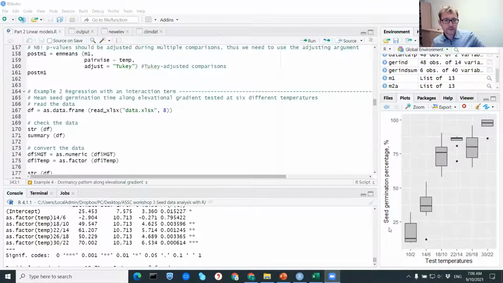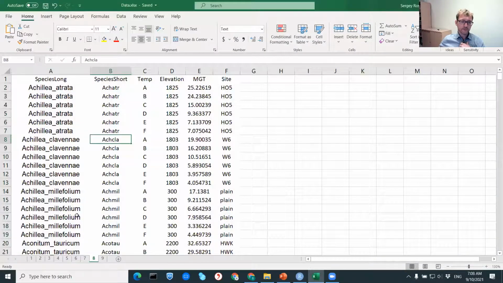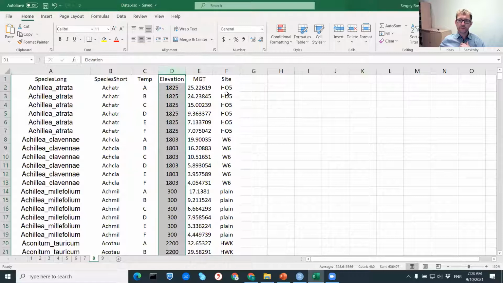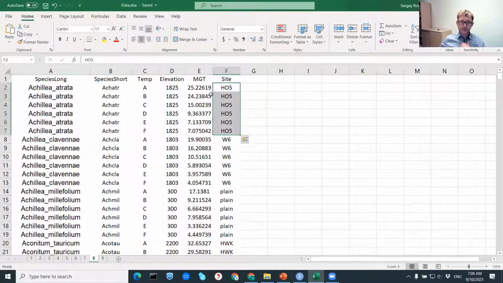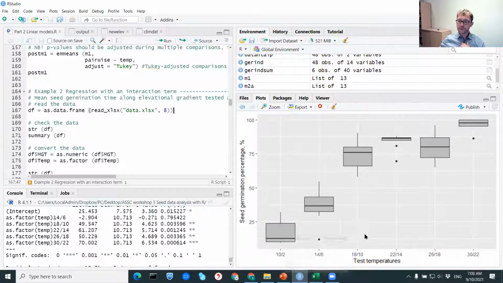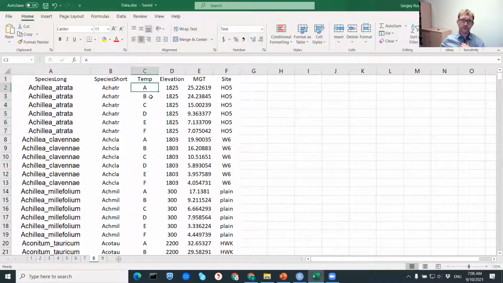Right, before we move to the generalized linear models, I have a few more exercises which are relevant here. Now we're going to work with another data set, which is this data file. You can see I have here different species collected at different elevations, right? These are my sites in the Bavarian Alps. And I tested their germination along the very same temperature gradient we just discussed. I don't use numbers, I use letters here. A is 10.2, B is 14.6, and so on and so forth.